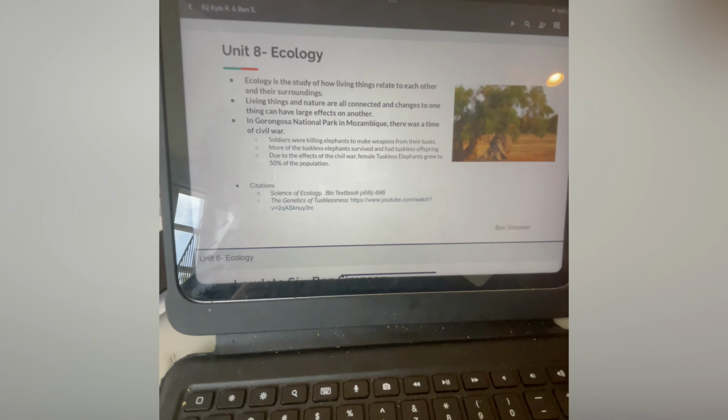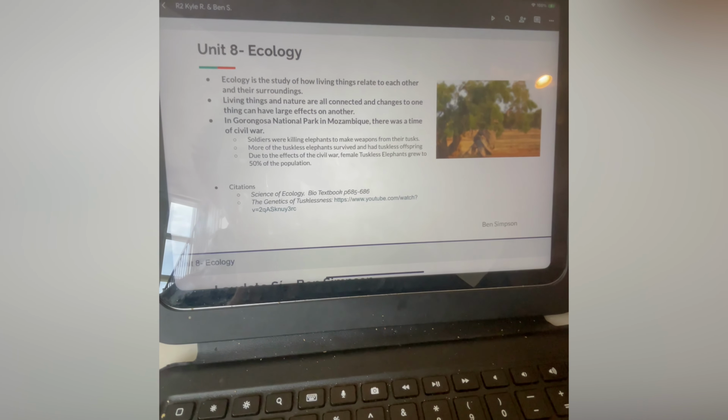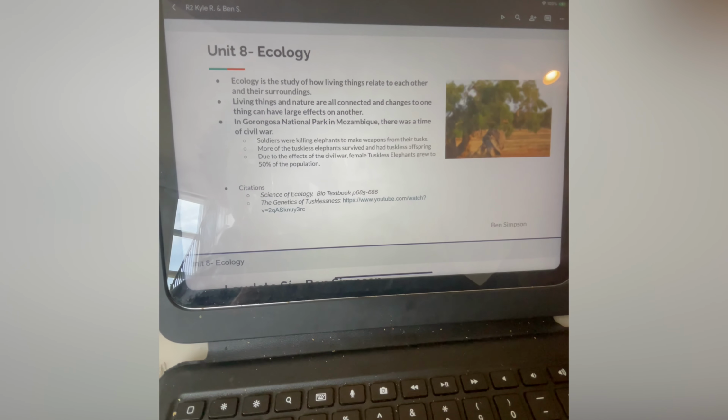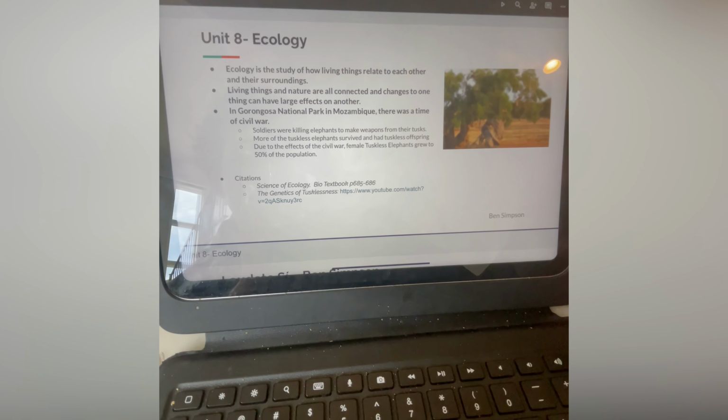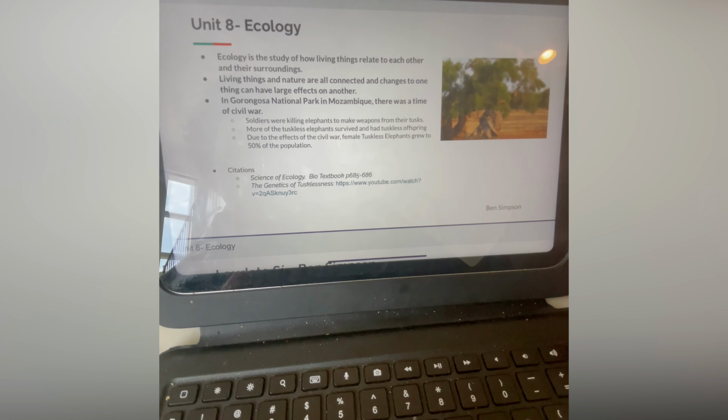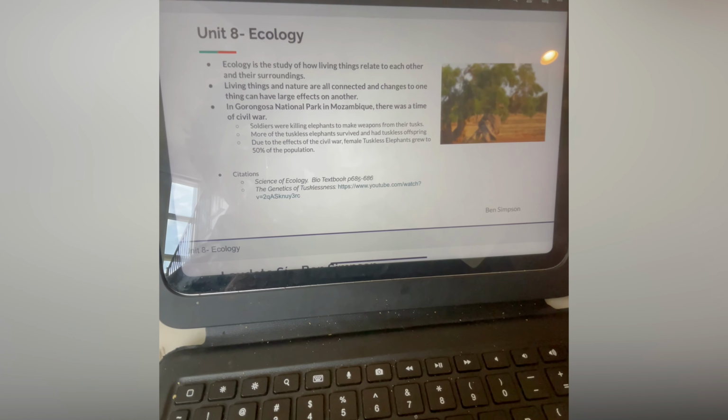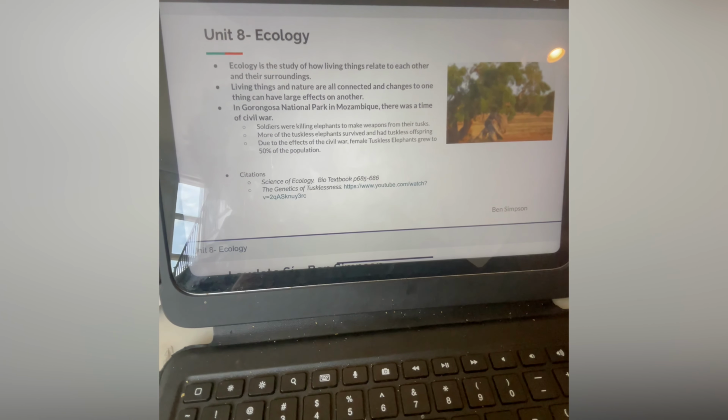Unit 8, Ecology. Ecology is the study of how living things relate to each other and their surroundings. Living things in nature are all connected, and changes to one thing can have large effects on another.